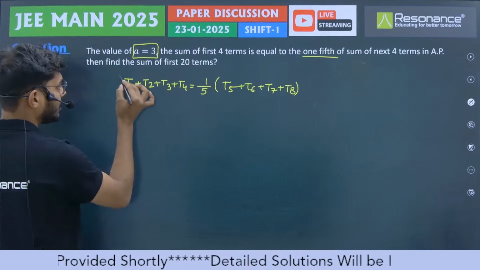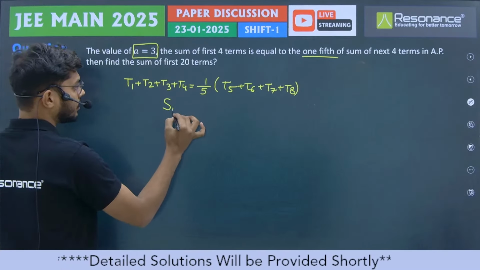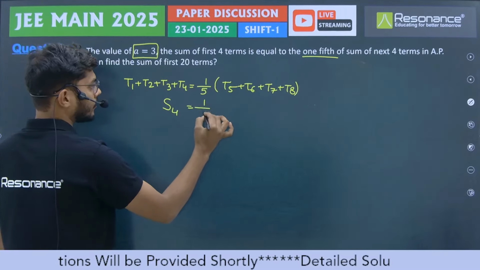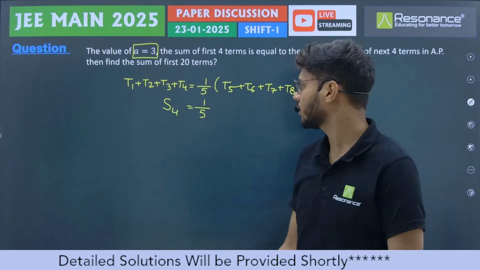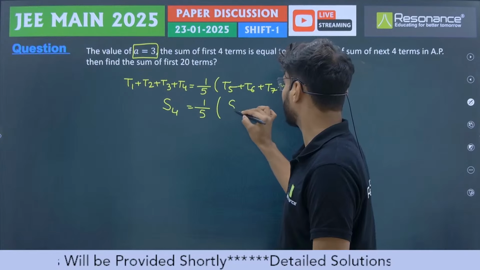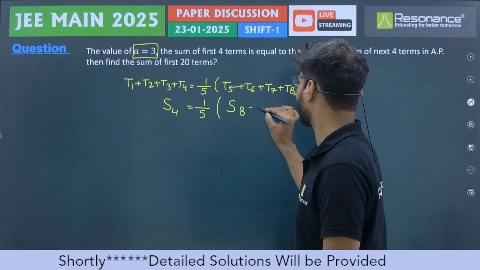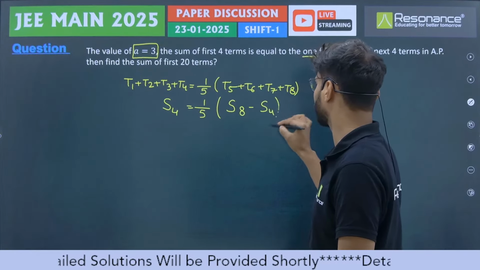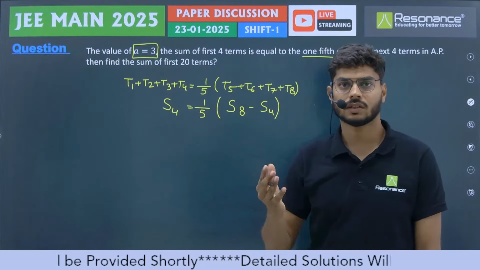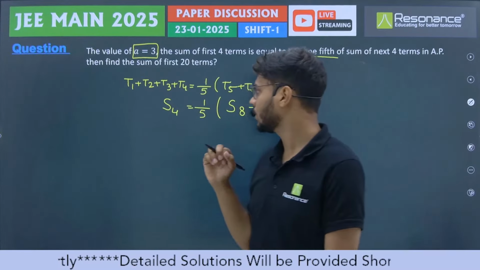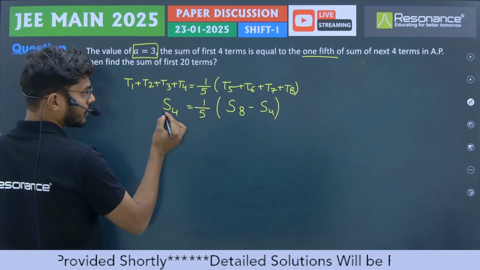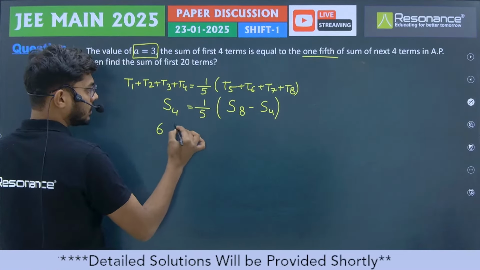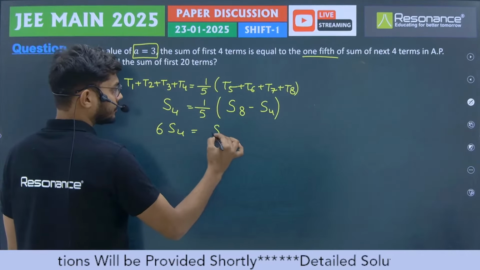So can I say that the whole thing is nothing but the summation up to 4 terms? What is T5 plus T6 plus T7 plus T8? That is nothing but summation up to 8 terms minus summation up to 4 terms. From the first 8 terms, I will remove the first 4 terms, I will get the remaining 4 terms, right? Cross multiply. So I can say 5 S4, 1 will be here, 6 S4 is nothing but S8.